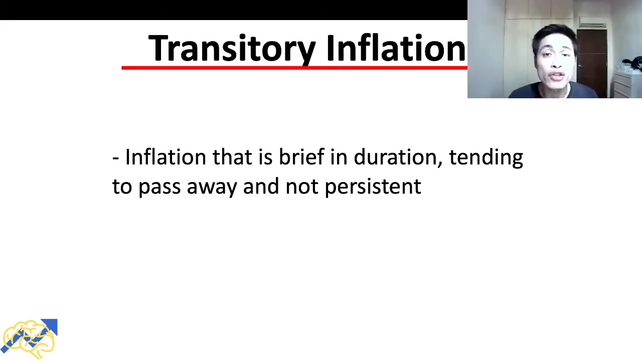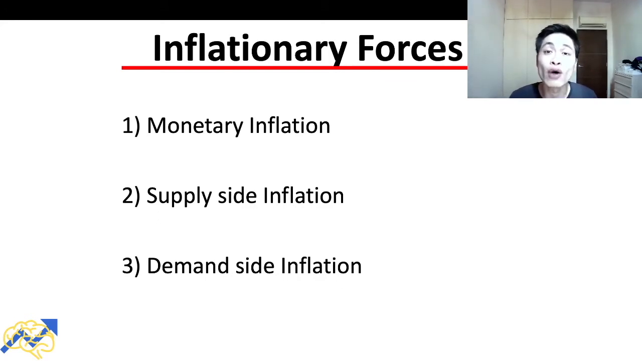But I'm with the Fed on this one because the Fed has direct control over this inflationary force, which is one of the strongest, if not the strongest, inflationary force in the economy right now. There are three main inflationary forces in our economy right now. The first is monetary inflation, the second is supply side inflation, and the third is demand side inflation.